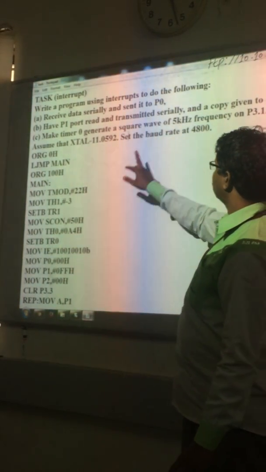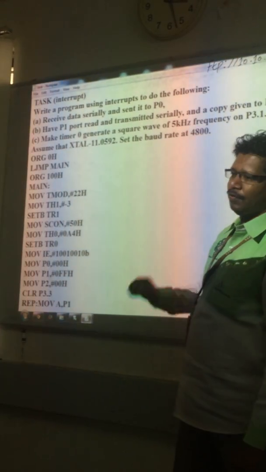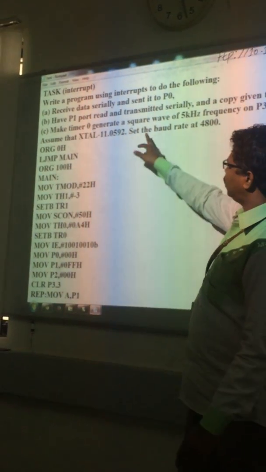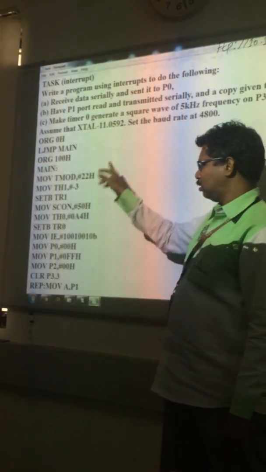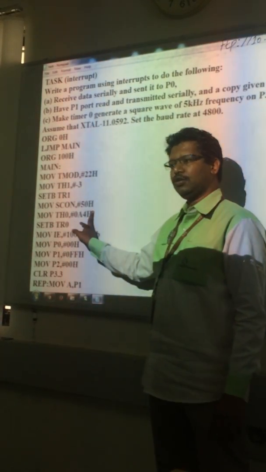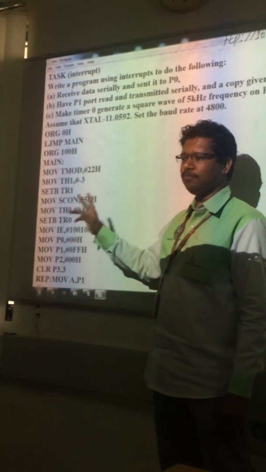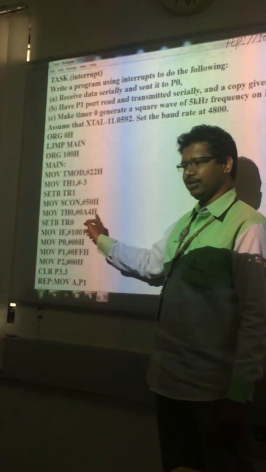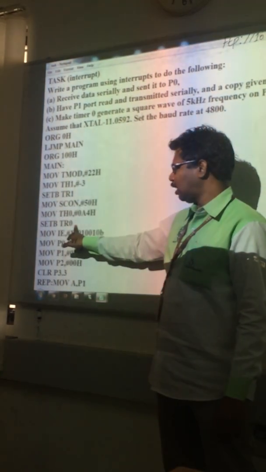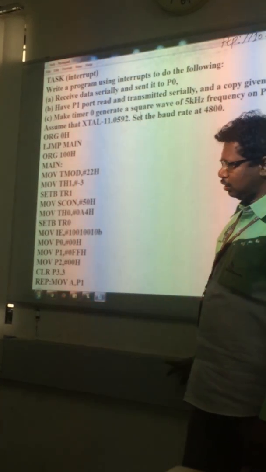What is the role of A4? It is nothing but that a 5 kHz square waveform generation has to be there. They have mentioned to generate 5 kHz. Therefore, we are calculating for 2.5 kHz, that is 1 by 2.5, the T on time and T off time, and we are loading A4H. Then SETB TR0 is nothing but starting the timer to generate the waveform.